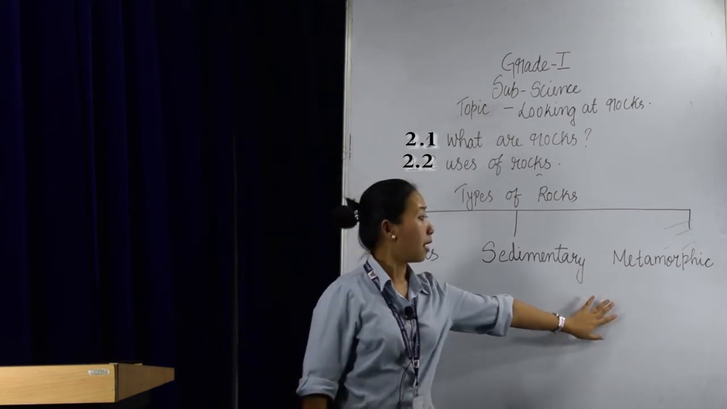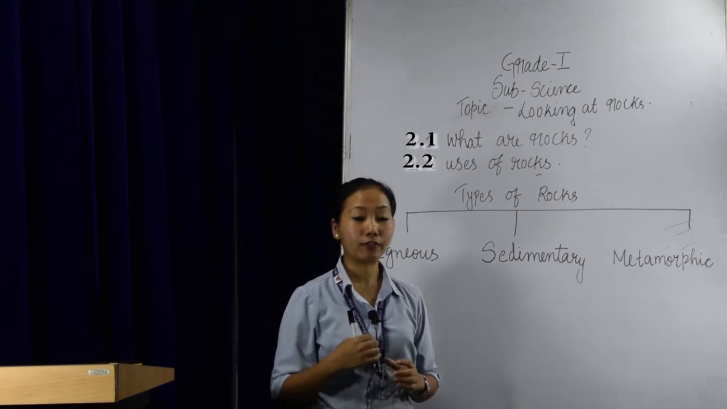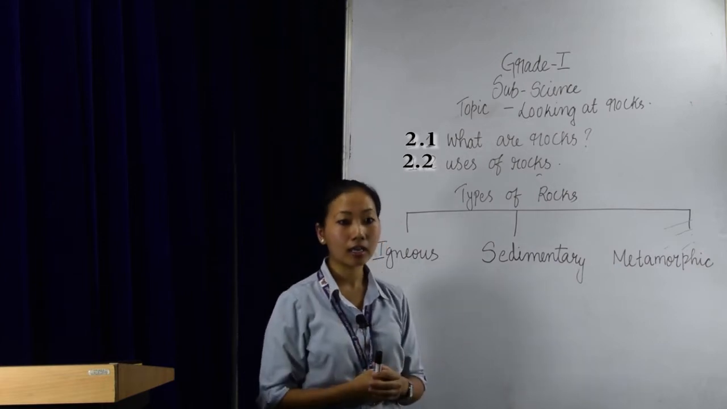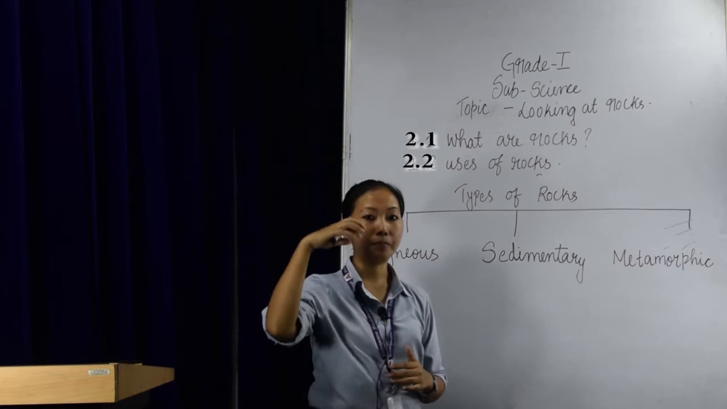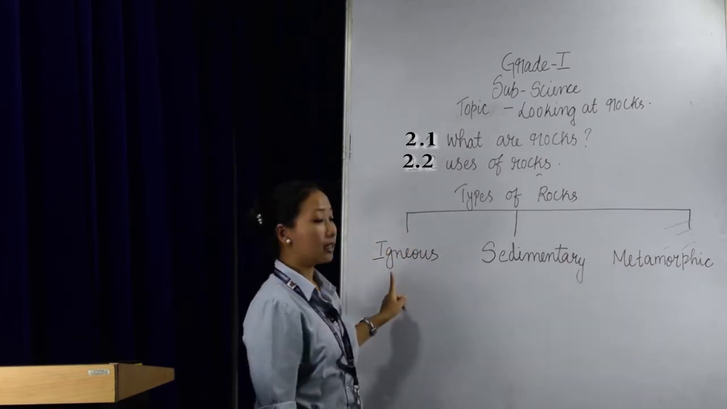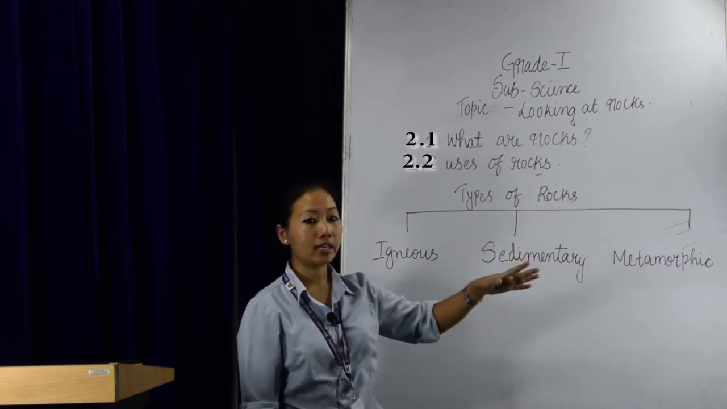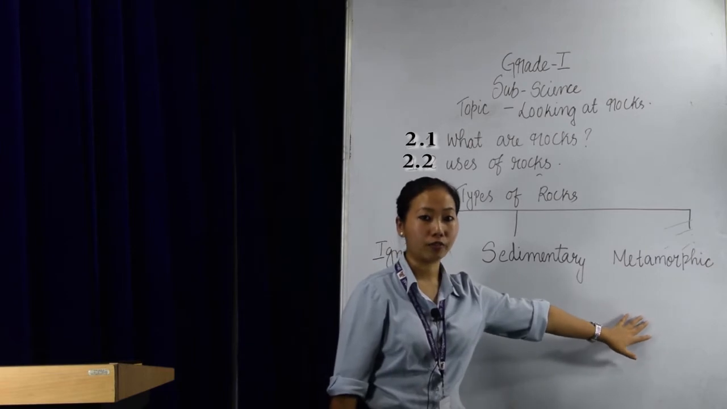Metamorphic rock. Metamorphic rock is formed from the heat, magma and the pressure from the upper layer. Metamorphic rock was once an igneous rock or sedimentary rock. But due to the pressure and heat, it turned into a metamorphic rock.